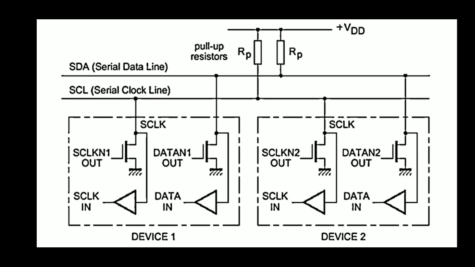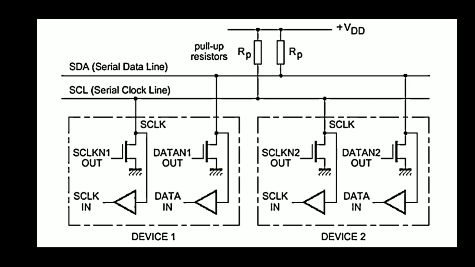the data 1 out pin of this output transistor, the SDA out transistor, should be made high. In that case, this output transistor will start conducting. So this output pin will be connected to the ground voltage. So the voltage at the SDA line will become 0.